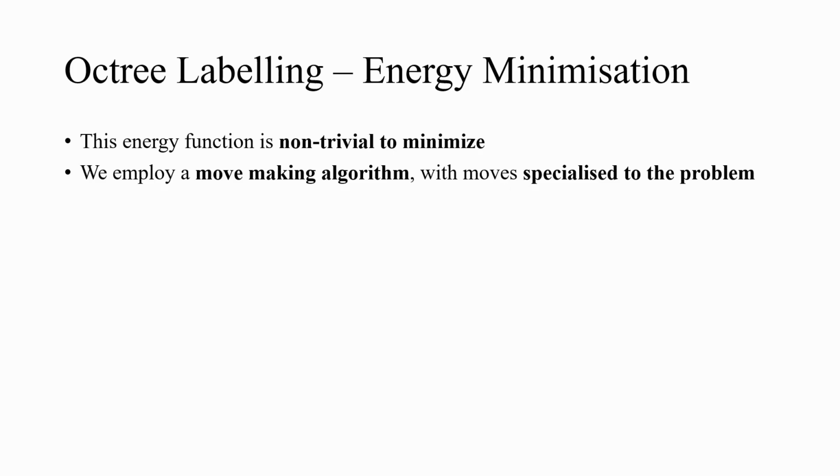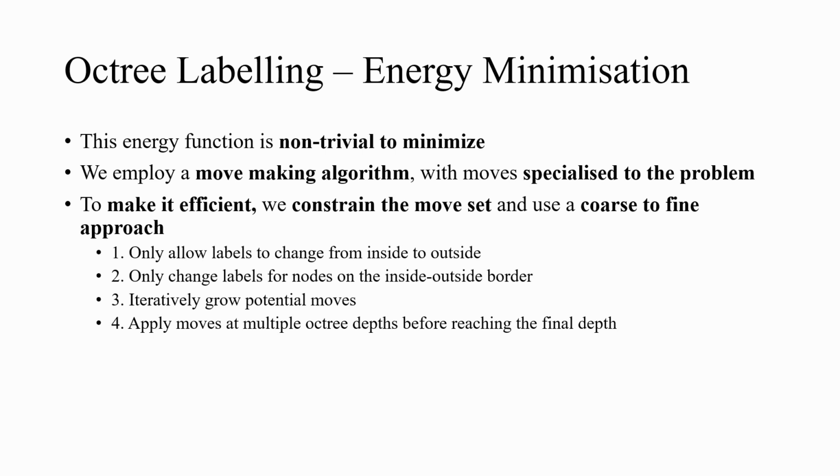This energy function is non-trivial to minimize. In particular, it contains an n-ary term that is not concave, so we cannot use efficient methods for exact inference. Instead, we employ a move-making algorithm with moves specialized to the problem. To make it efficient, we constrain the move set and use a coarse-to-fine approach. We only allow labels to change from inside to outside. We only change labels for nodes on the inside-outside border. We iteratively grow potential moves. And finally, we apply moves at multiple octree depths before reaching the final depth.